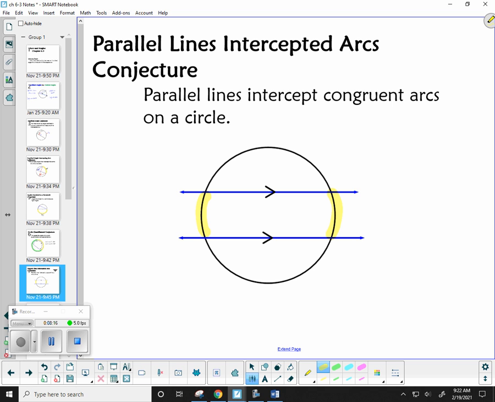I'm going to talk through this proof a little bit too. But that day when we start proving the inscribed angles, we'll prove all of these as well, like formal proofs. I know you're really looking forward to that day.